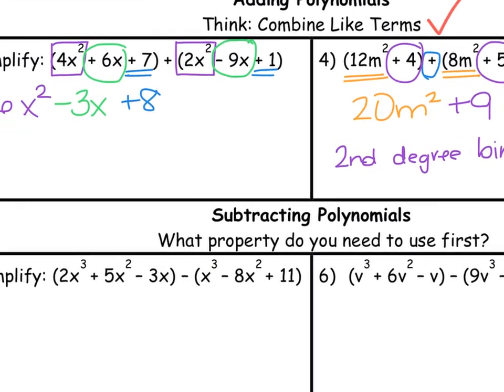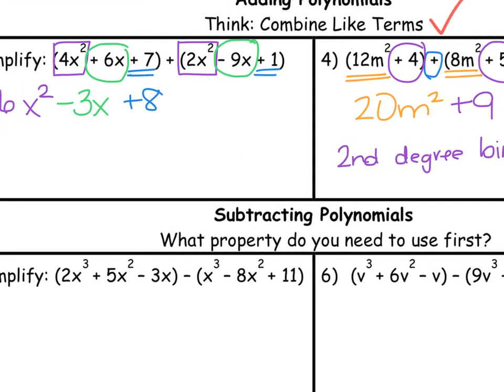The one over here, in our example over here, this is also a second degree because the highest exponent is 2, but there's 3 terms, so this is a second degree trinomial. So again, when we're adding, we just add the coefficients, keep the variable and the exponent the same. We just want to look for like terms.